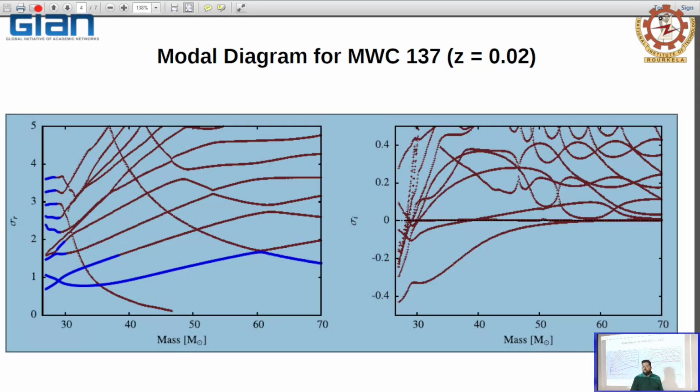So whenever you have sigma I less than 0, these modes indicate that they are unstable, or excited, and we are very much interested in those modes. What will happen when we perform the adiabatic linear radial analysis? Do we get that information from there? Can we comment on whether the mode is excited or not?